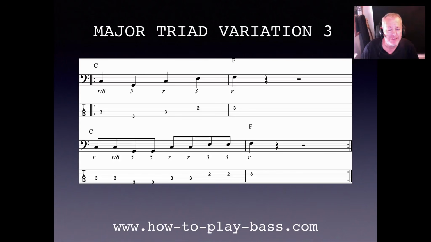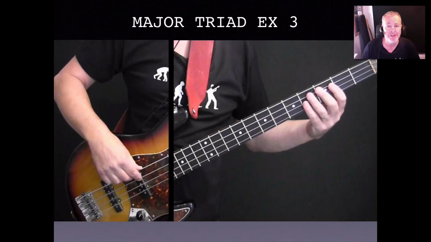So this is what it looks like in notation. You can see there the root goes down to the fifth, back to the root, and you get that nice bounce from the fifth because that's the lower dominant approach to C, and then you go up to E before you land on F. And again, that's duplicated in bar 3 but with an eighth note rhythm. So let's have a listen to how Jamerson's variation of the major triad sounds.